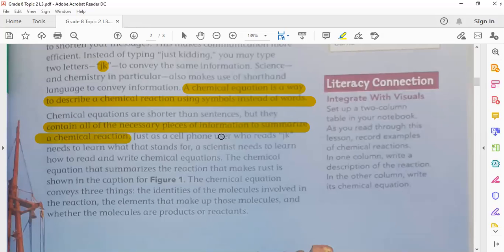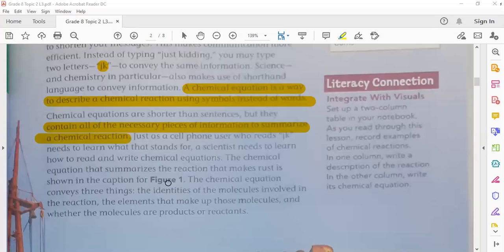Just as a cell phone user who reads JK, just kidding, needs to learn what that stands for, scientists need to learn how to read and write chemical equations. When you study chemistry, or when you are a scientist, you must learn all the symbols that enable you to read the chemical equation. Not anyone can read it. You must know, for example, the symbols of the elements.